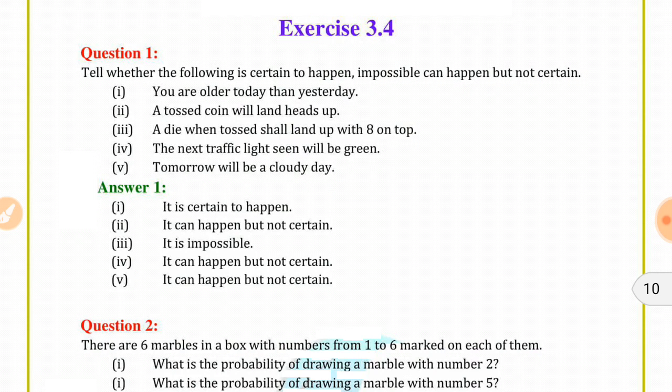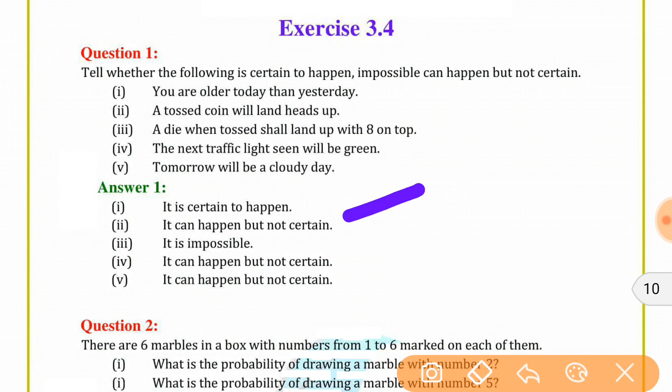In a practical way, you are older today than yesterday. Yes, it has happened, no? It is true, because we are older than yesterday. A tossed coin will land heads up. Does it always come true? No. So it can happen, but it is not certain.